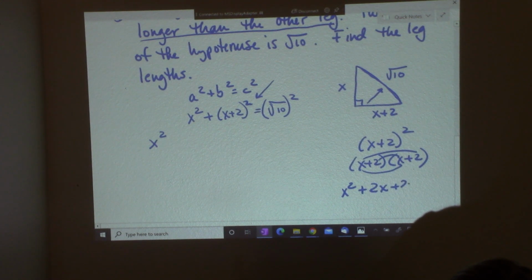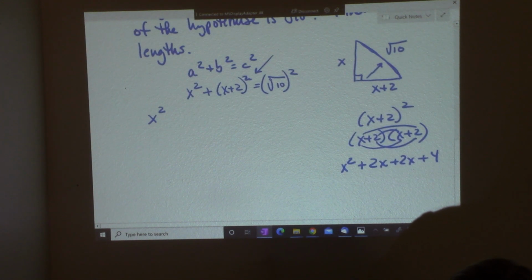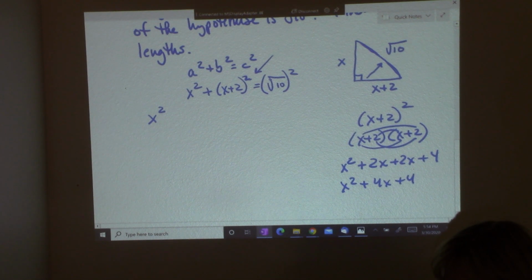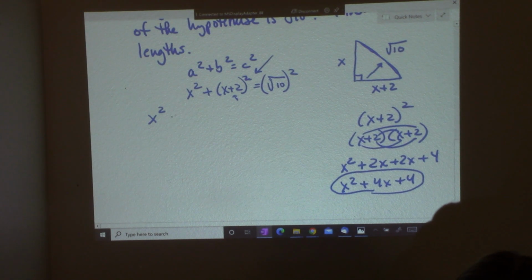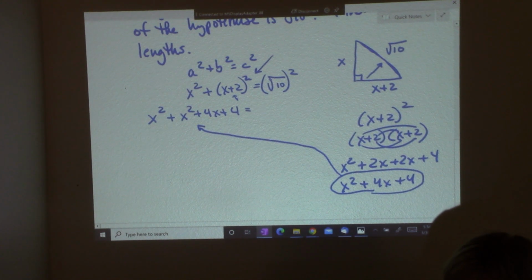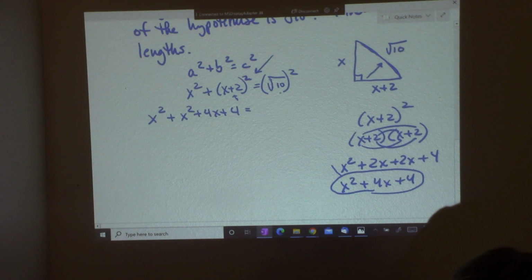2 times x is another 2x, and then 2 times 2 is 4. So when I work this out, I get x squared plus 4x plus 4. All right, that is what I put in right here in place of x plus 2 squared. So I'm going to write all of this in right here. All right, I'm going to erase that now because it's in the way. And the square root of 10 squared is just 10.